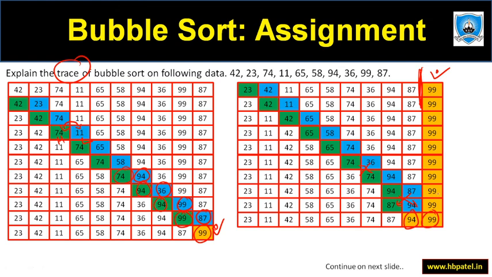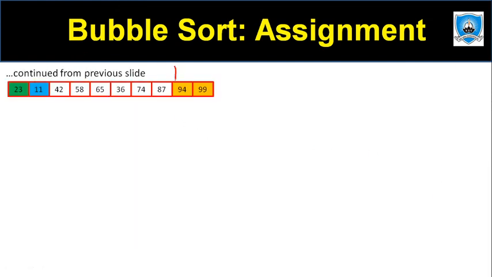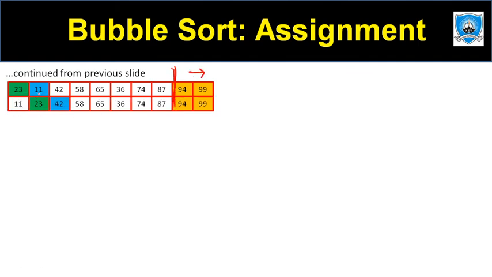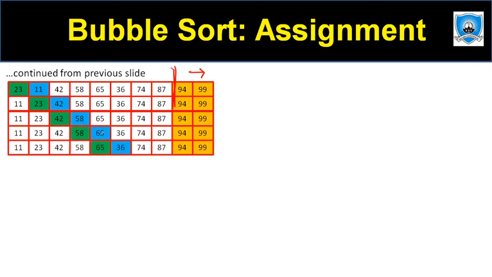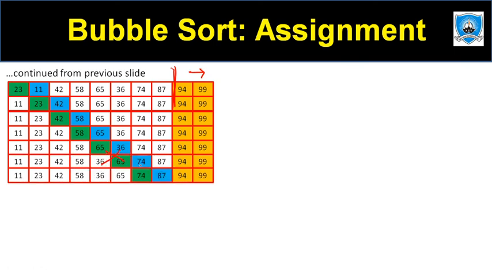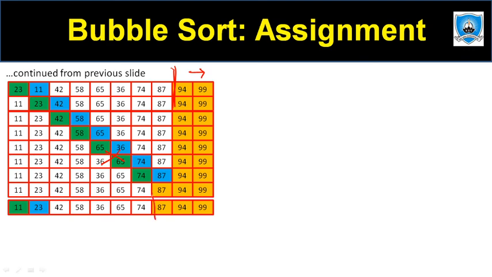So now if I continue, look at this. So up to this point, now I don't need to worry about these things. So 23 greater than 11, yes, swapping. All right, then 23 greater than 42, no. 42 greater than 58, no. 58 greater than 65, no. 65 greater than 36, yes, so swapping. Right, then 65 greater than 74, no. And 74 greater than 87, no. So now this 87 is also at the right place. So now these three numbers have been placed at the right places.